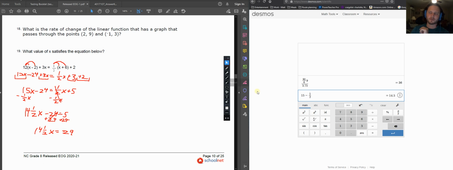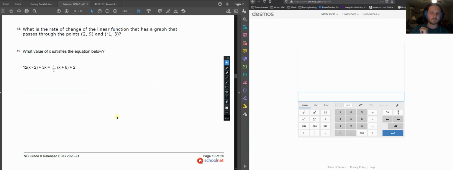And for this, you really will probably want to just use a calculator to make things a bit quicker. We've got 14 and 1/2, divided by, don't be afraid of how it looks. Oh, sorry, 14.5 belongs on the bottom. It's 29 divided by 14 and 1/2. So my answer would simply be 2. For number 19, x would equal 2. There we go. That's going to be number 19.